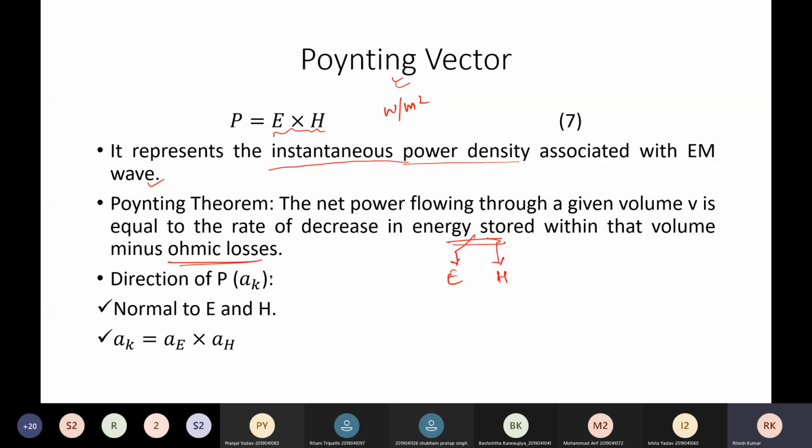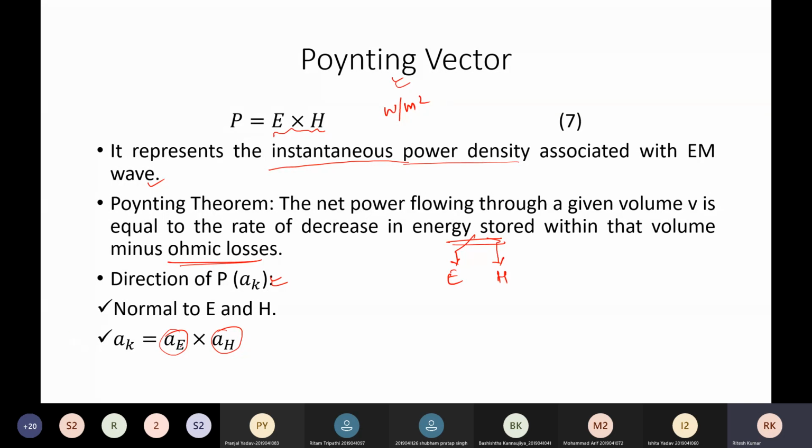Now, what is the direction of the Poynting vector? What is the direction of electric field and magnetic field? So there is a relation. Direction of Poynting vector is the same direction in which the wave propagates. And you already know the relation between wave propagation direction and the direction of electric and magnetic field.